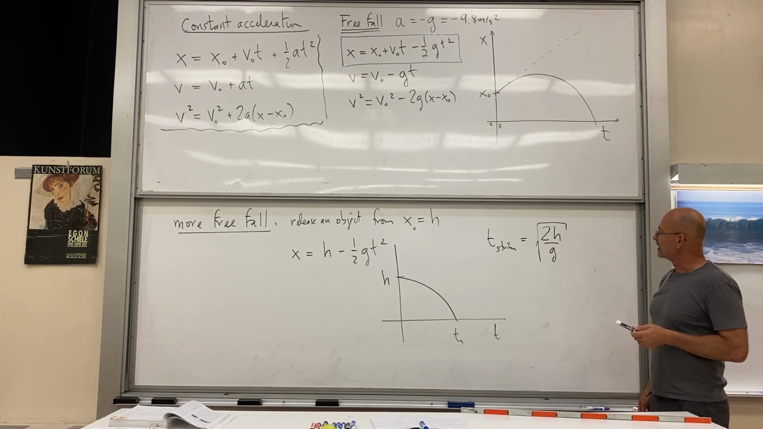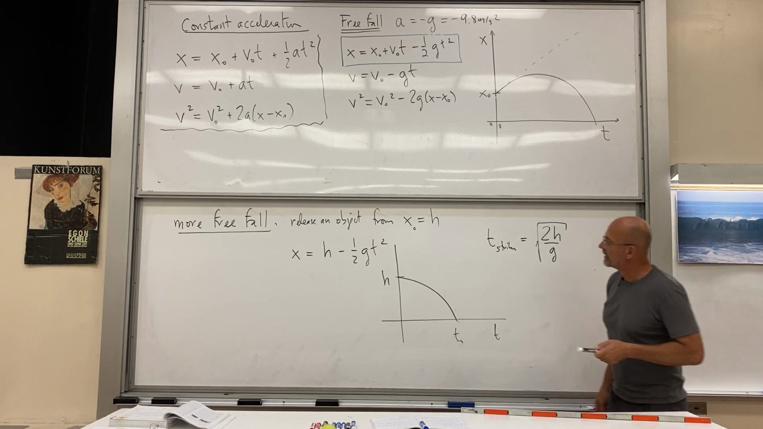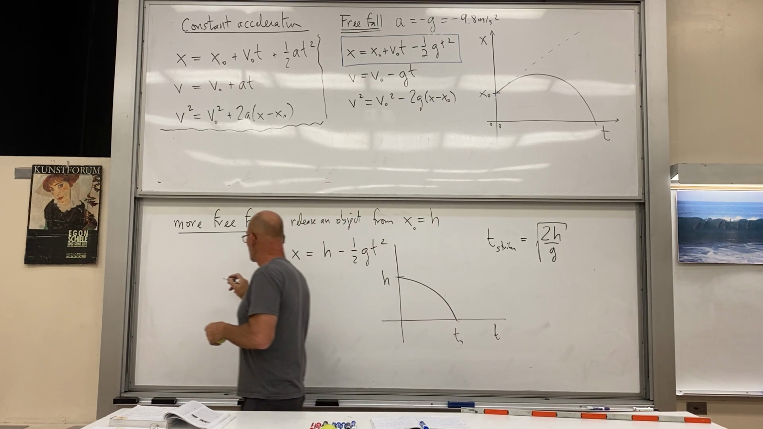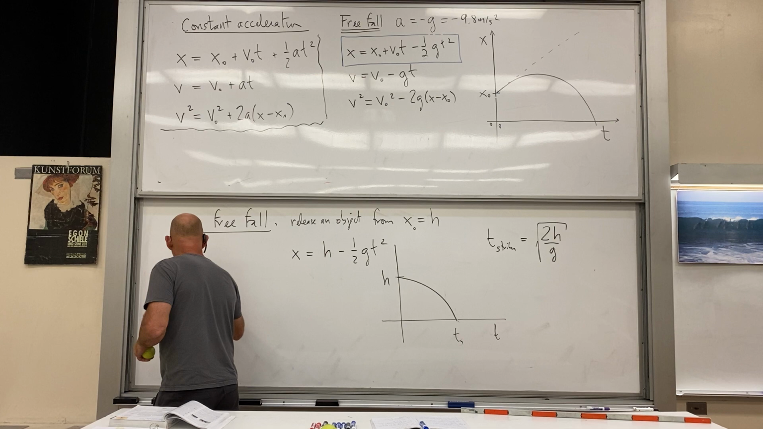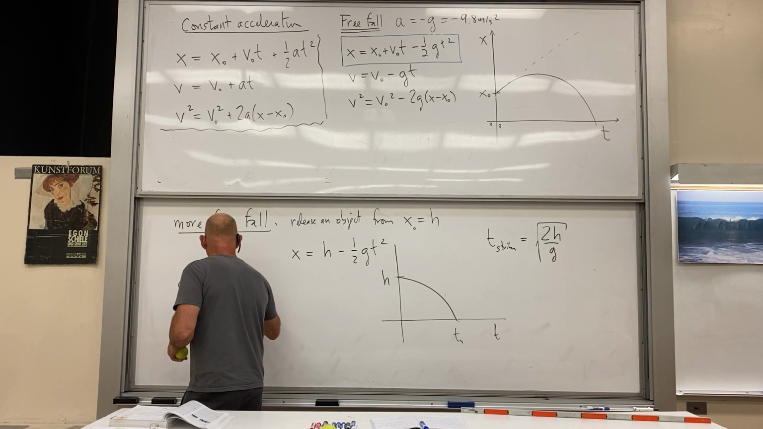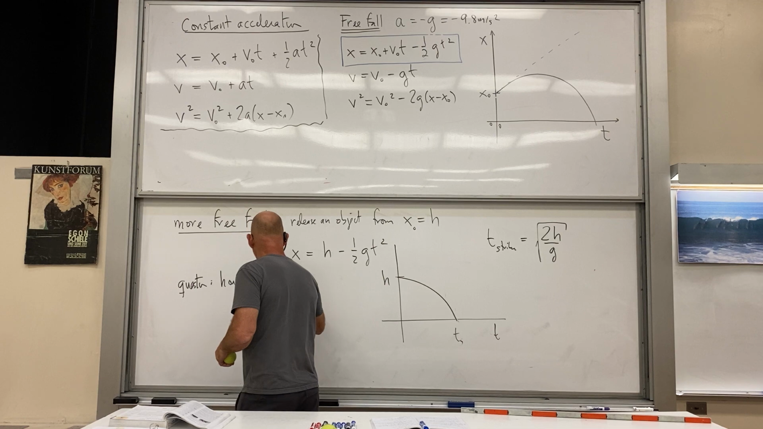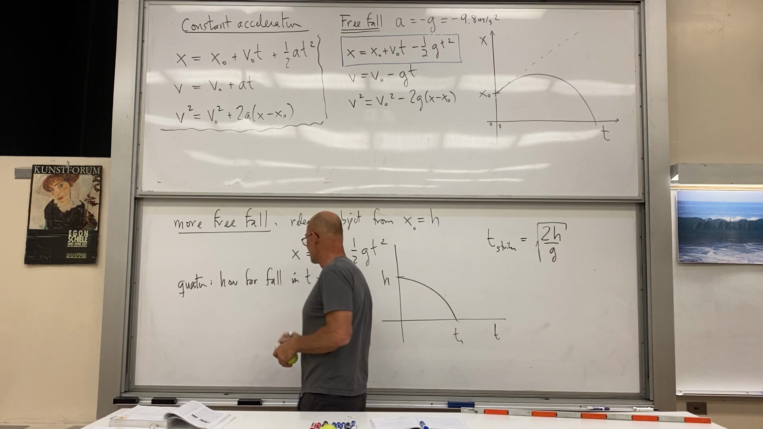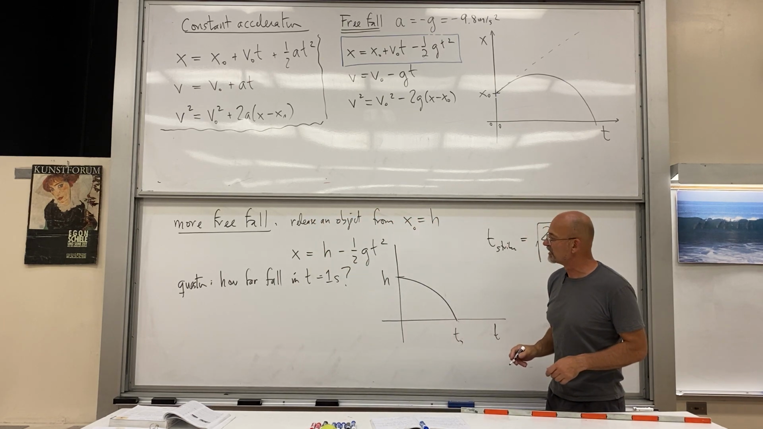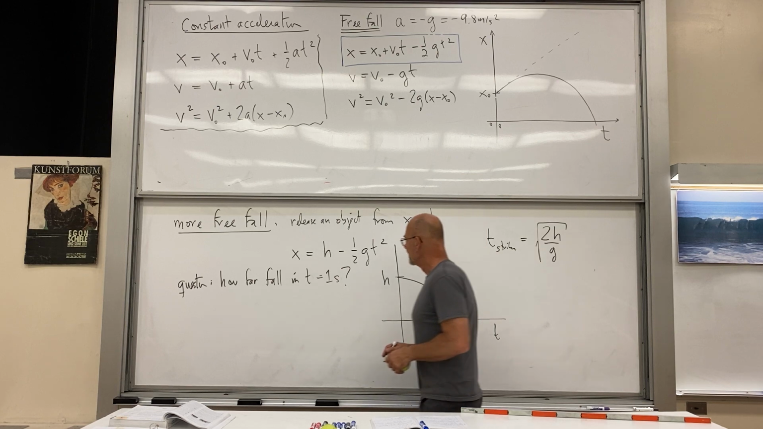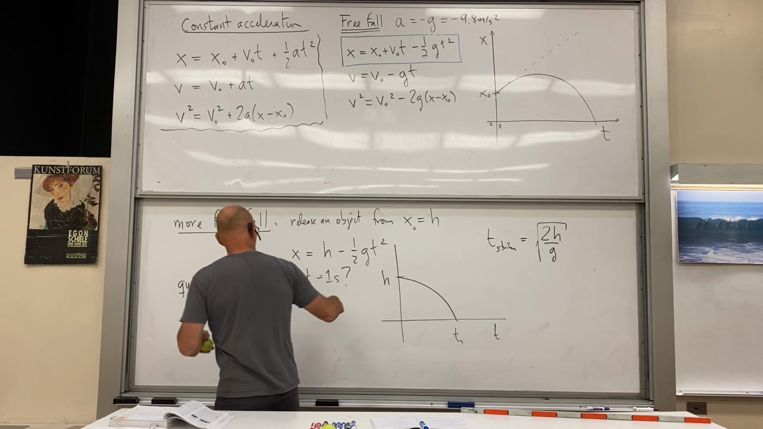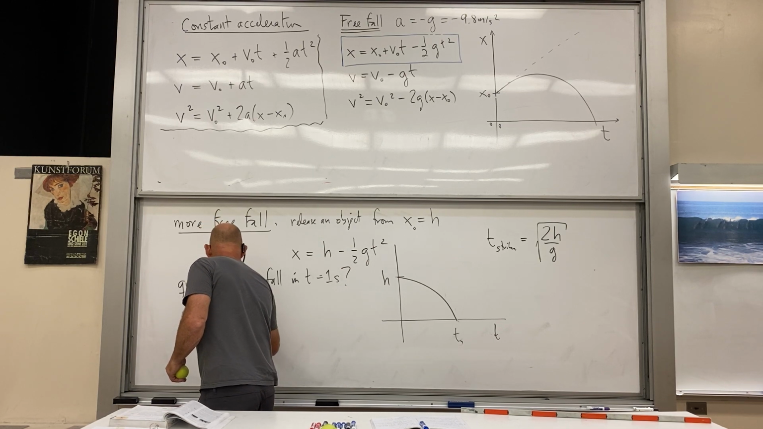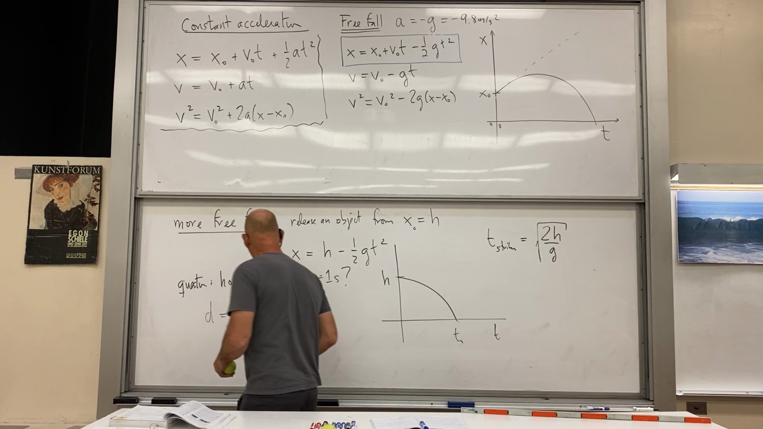So another interesting question is, we release an object from x0 equals h. Another question is, how far does something fall in t equals 1 second? Okay. So you release it from rest, how far does something fall in time equals 1 second? Then we're just going to imagine that down is the positive direction. We can say the distance fallen is just 1/2 gt squared.